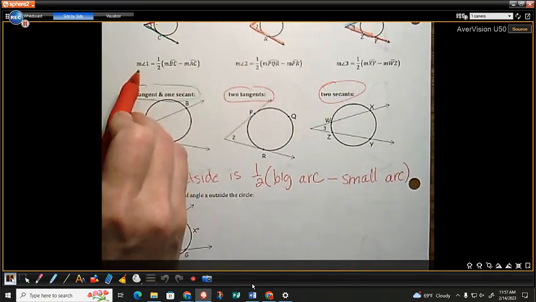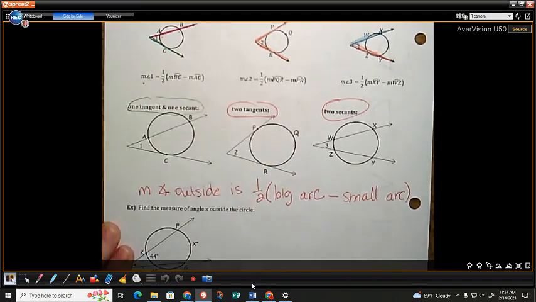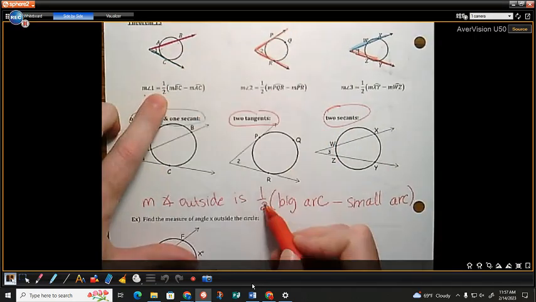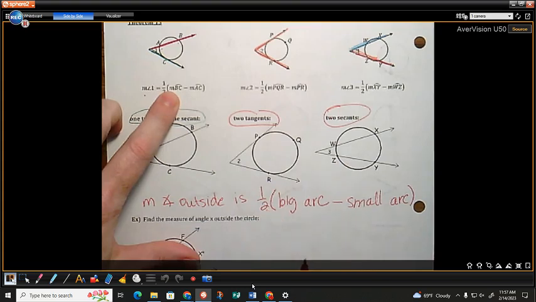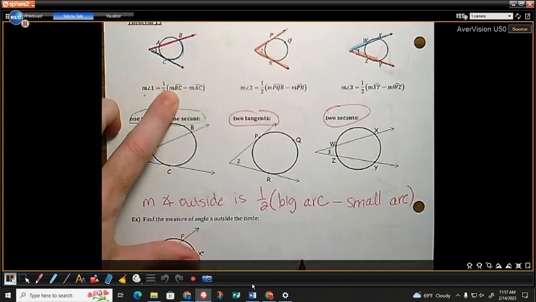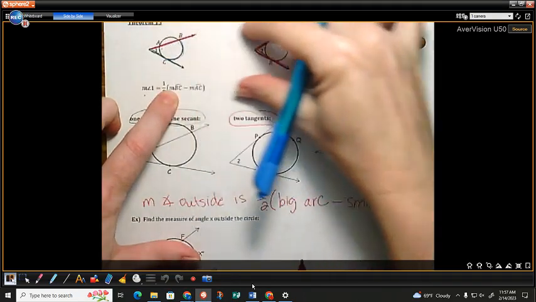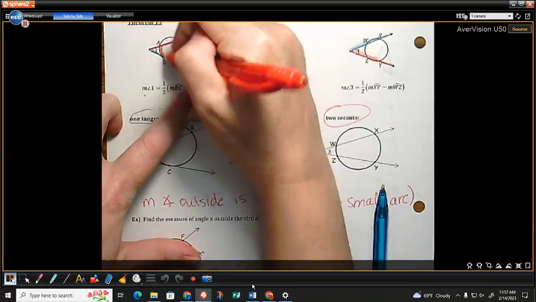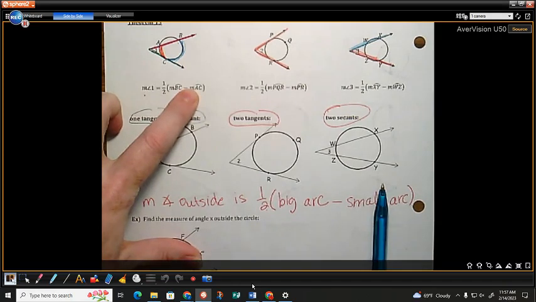This one says this angle outside the circle is 1/2. Arc BC is definitely the bigger arc. The bigger one is always the one further away, isn't it? Yes. Because the angle gets bigger the further away you go. So your big arc minus your small arc. Okay, that worked for the first one.